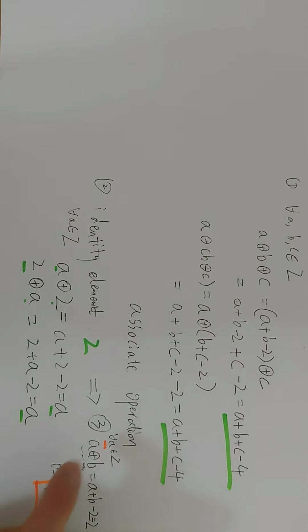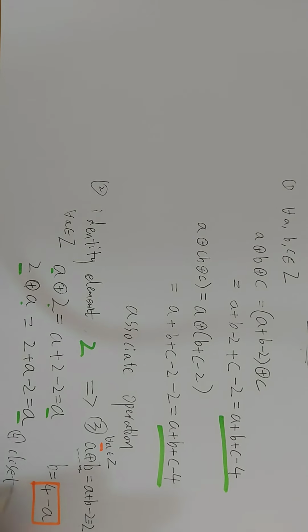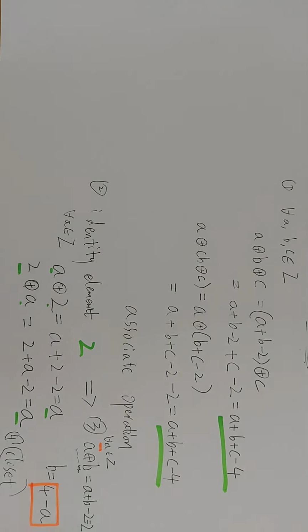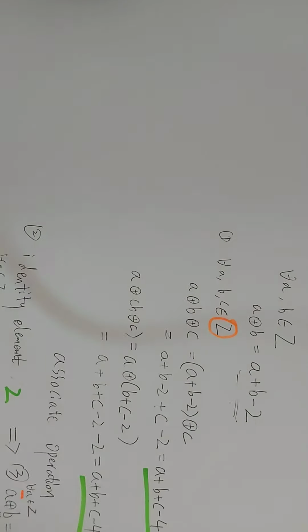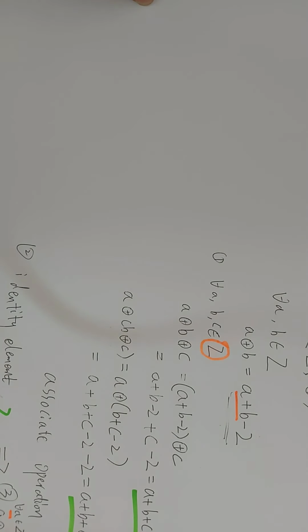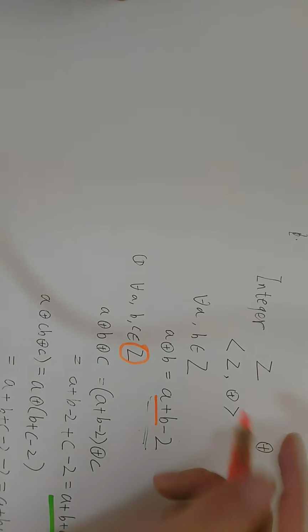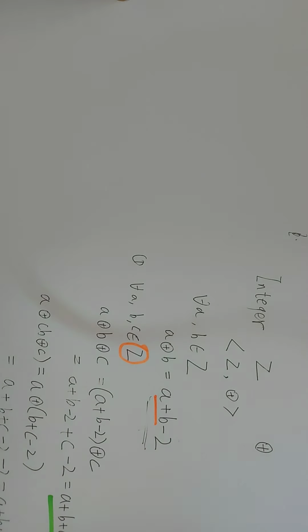So the 3 rules are obeyed. And the last rule is closure, and it is obviously closed, because the set is the integers, and the result of the plus is an integer, and minus 2 is also an integer. So this abstract algebraic structure is a group.